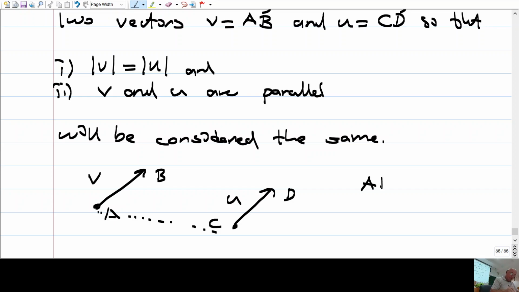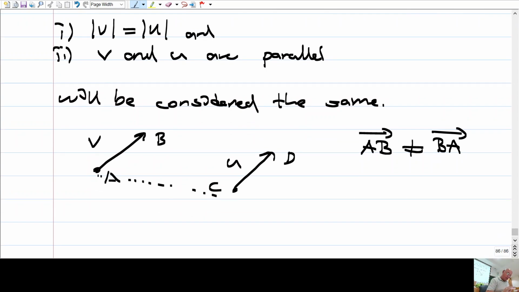So this vector is not the same as this vector. They are both on the same line, but their directions are not the same. Physically, you shouldn't consider these two things the same, right? One of them is going in this direction, the other one is going in the opposite direction. So they are completely different vectors. Although they lie on the same line, they are different vectors.